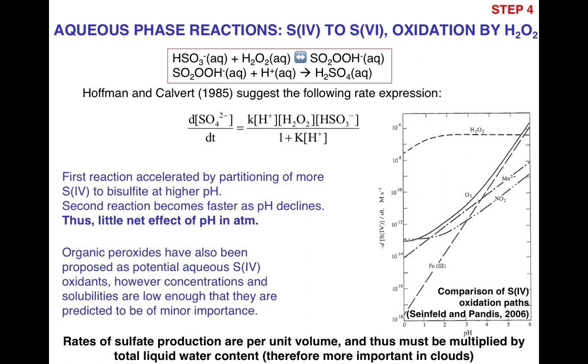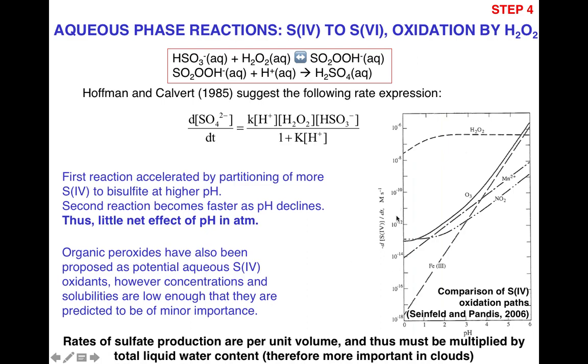The first reaction is accelerated by partitioning of more sulfur 4 to bisulfite at higher pH, and the second reaction becomes faster as pH declines. Thus, for this system, there's little net effect of pH in the atmosphere. The rate of sulfate production is per unit volume and thus must be multiplied by the total liquid water content. And that's why this system is really, really important for clouds.